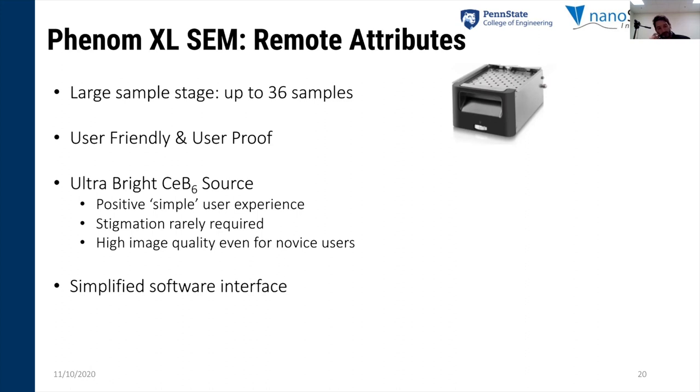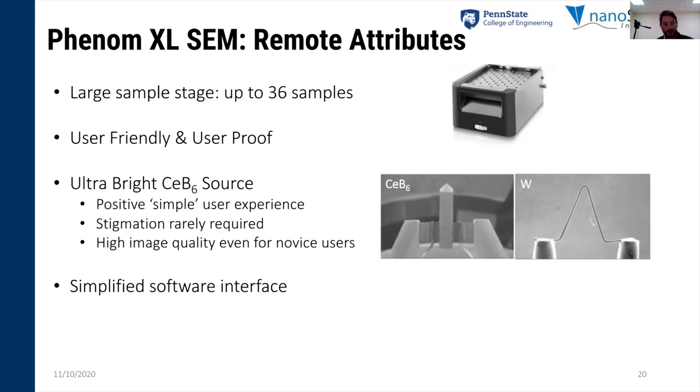Ultra bright source. So the Phenom Desktop SEM uses a cerium hexaboride source, kind of like a next generation LaB6 for those of you who have done SEM before. So this is a lot different than the conventional tungsten source. Here's an image of what the sources look like. The tungsten source is the classic source used in SEM. And if you just look at that picture, it's a lot thinner.